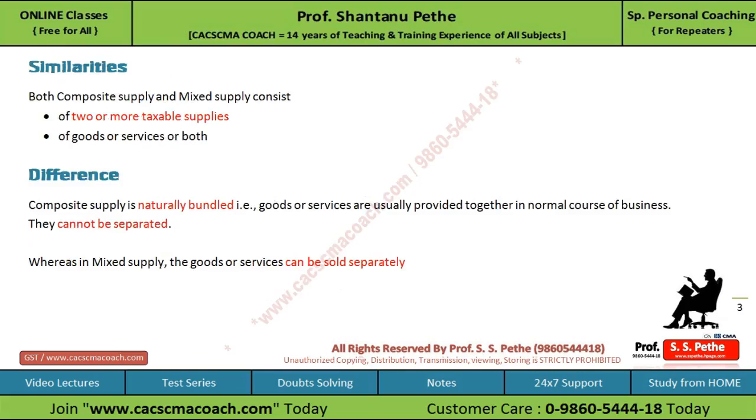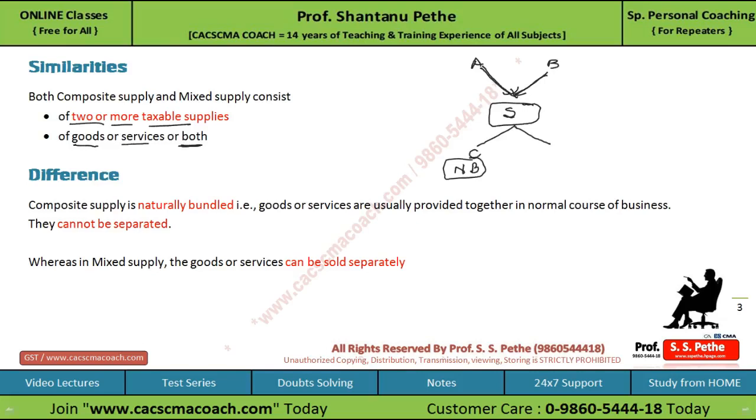As far as similarities are concerned, in both the cases of composite and mixed supply, one thing is common. In both cases there are two or more taxable supplies. Remember these words: two or more taxable supplies. For example, A and B supplied together. These supplies may be of goods or services or a combination of goods and services. So whether it is a mixed supply or composite supply, one thing is common: there are two or more taxable supplies of goods or services or both.